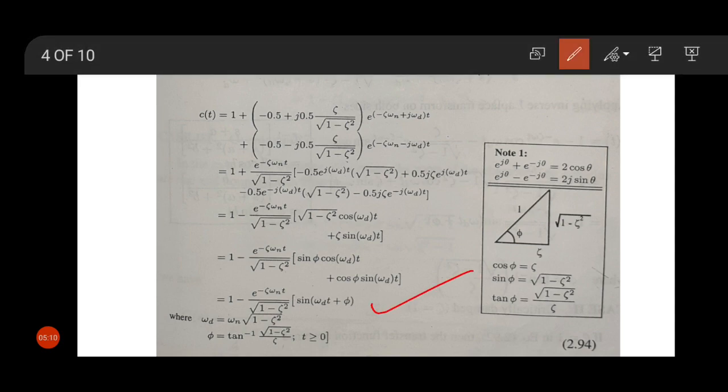Okay, c(t) equals 1 minus e to the power minus zeta omega n t divided by root under 1 minus zeta square, into sin(omega d t plus phi), where omega d, as I have already told, is equal to omega n root under 1 minus zeta square, and phi is equivalent to tan inverse of root under 1 minus zeta square divided by zeta. So this is the output step response of a second order system if we consider zeta less than 1.